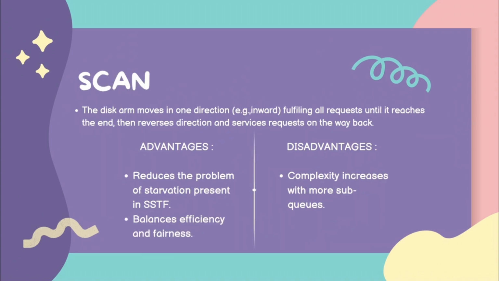Next is SCAN. In SCAN, the disk arm moves in one direction. For example, it moves inward to fulfill all requests until it reaches the end, then reverses direction and services requests on the way back. The advantage is that it reduces the problem of starvation present in SSTF. It also balances efficiency and fairness. The disadvantage is that it increases complexity with more subqueues.